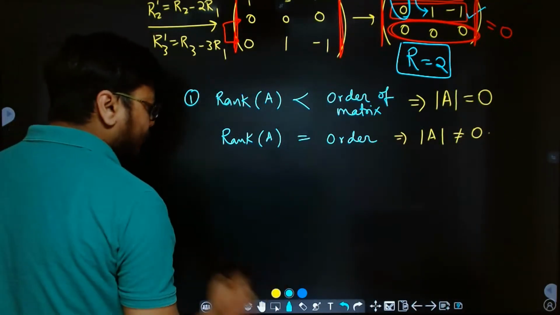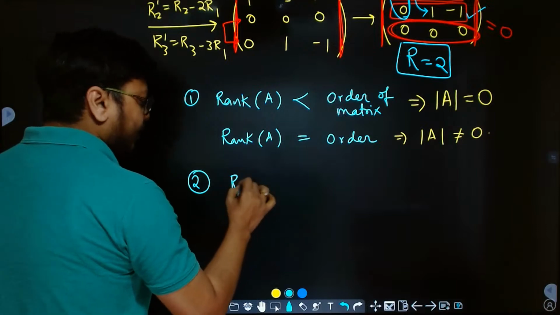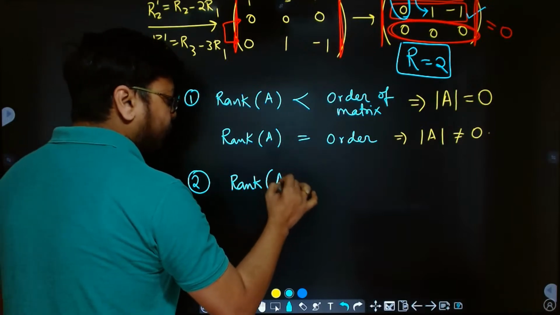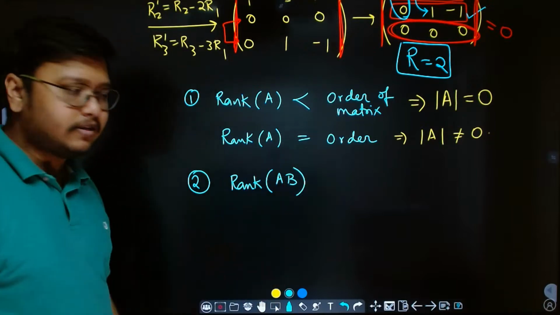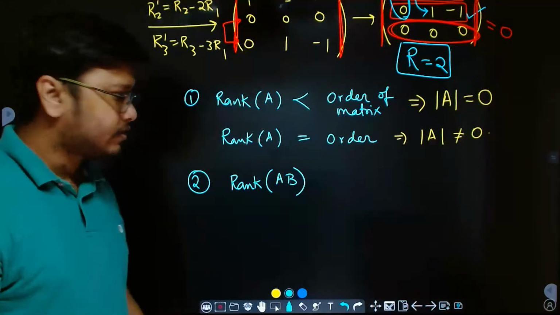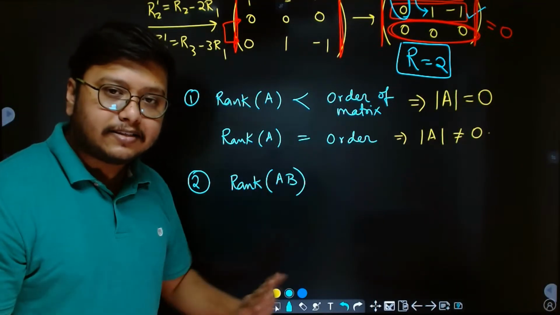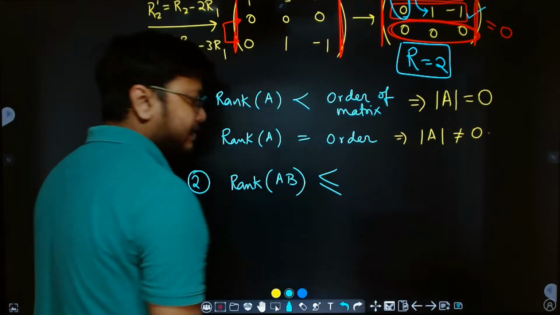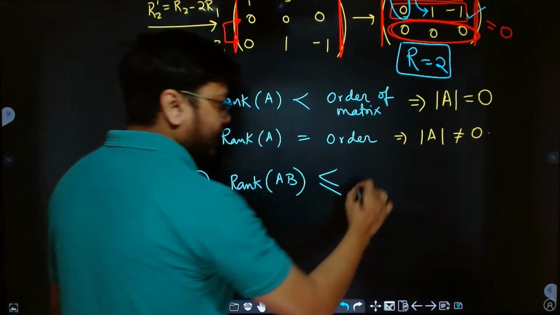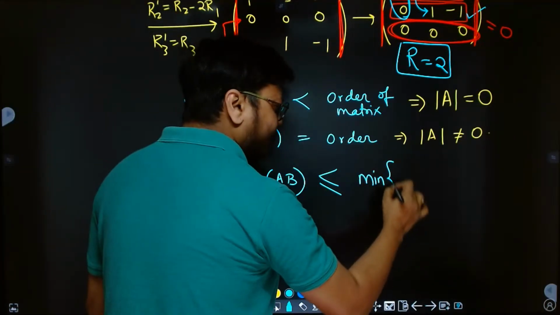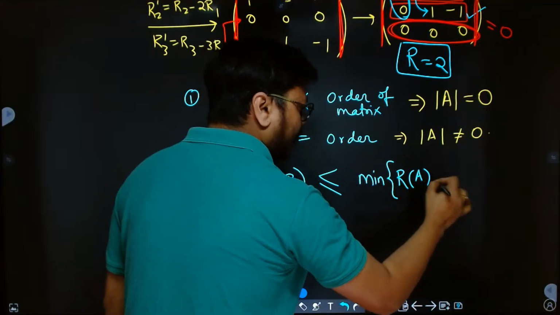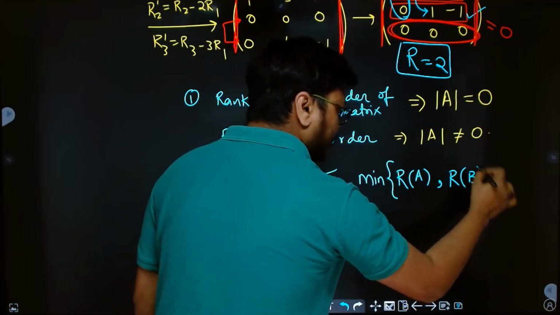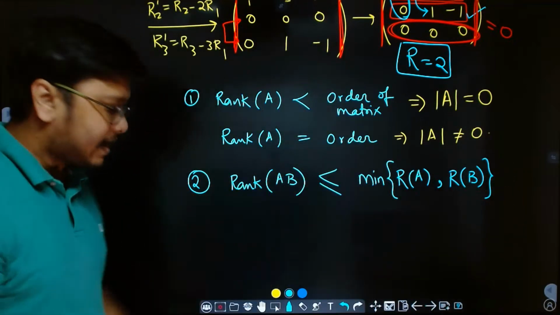Okay. One more property, rank of product of two matrices. If I have a product of two matrices, then we cannot directly say what the rank is. What we can say is that the rank is less than or equal to the minimum of rank A or rank B. Okay, so let's take an example.